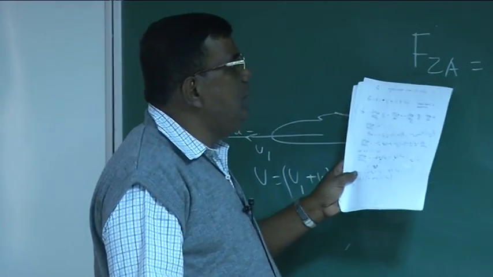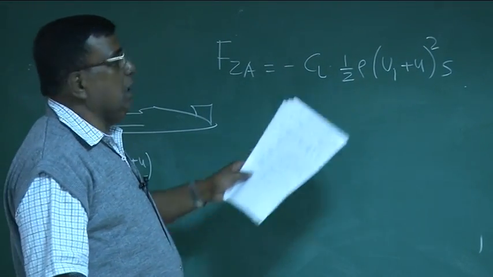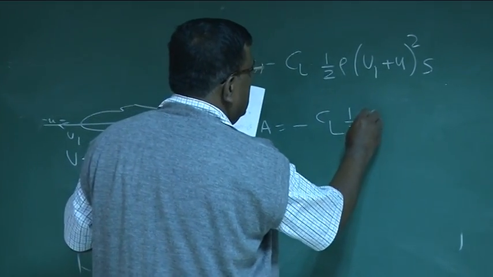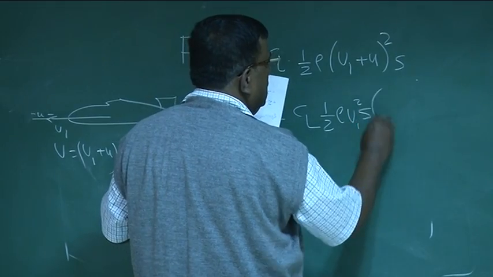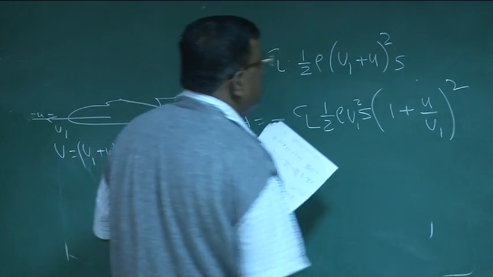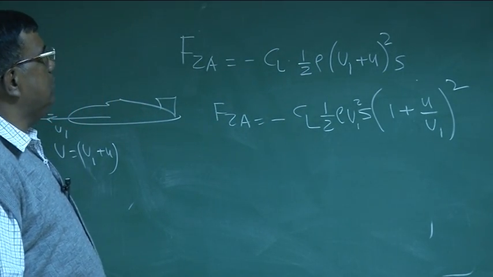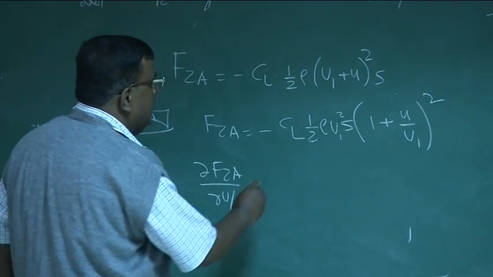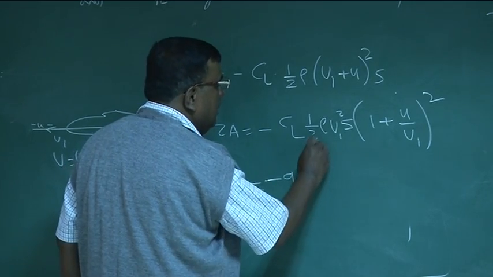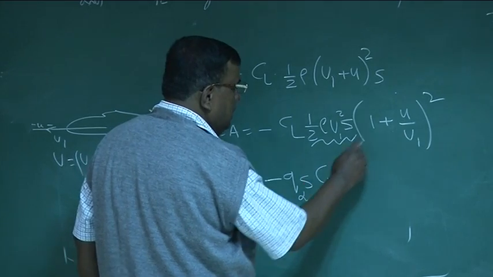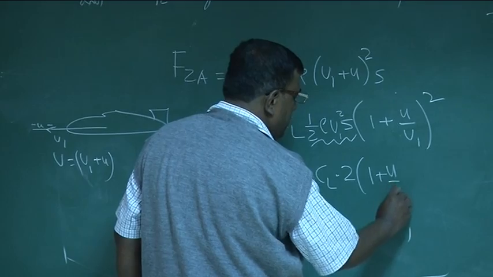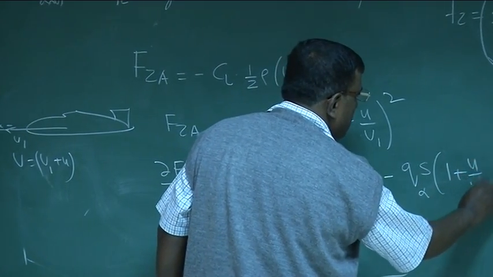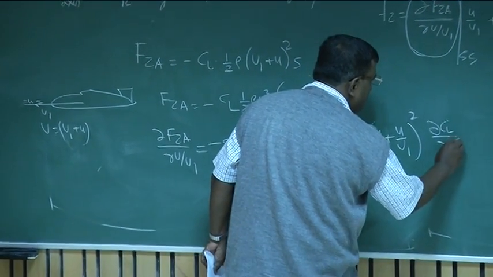So what will be the total force? It will be half rho V square, which is (u1 plus u) square, S into CL. Right? So now I write Fza is equal to minus CL into half rho u1 square S into (1 plus u by u1) square. No problem? Fine. So now I am to find dFza by d(u by u1). So first, minus q infinity S, this is half rho V square S, and then CL, and then the derivative of this, which will be 2 into (1 plus u by u1). Then second is minus q infinity S, (1 plus u by u1) square into dCL by d(u by u1).